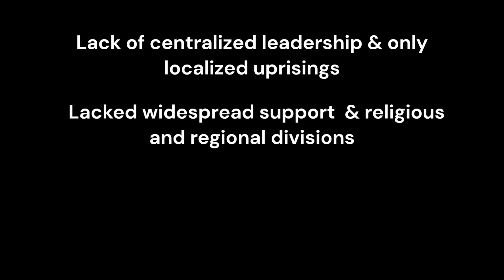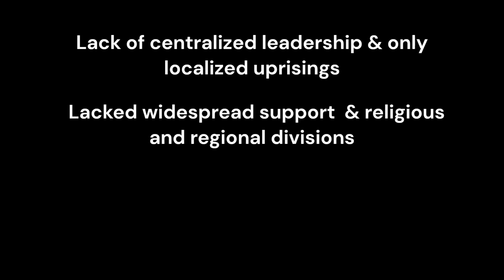Several factors contributed to the failure of the rebellion. Firstly, the lack of centralized leadership and a clear plan or strategy hindered the rebels' ability to coordinate and mount an effective challenge. The rebellion consisted mainly of localized uprisings, with little coordination between different rebel groups. Secondly, the rebellion lacked widespread support from the Indian population. While many Indians were dissatisfied with British colonial rule, there was no consensus on what should replace it. Religious and regional divisions among Indians made it challenging to form a united front against the British.